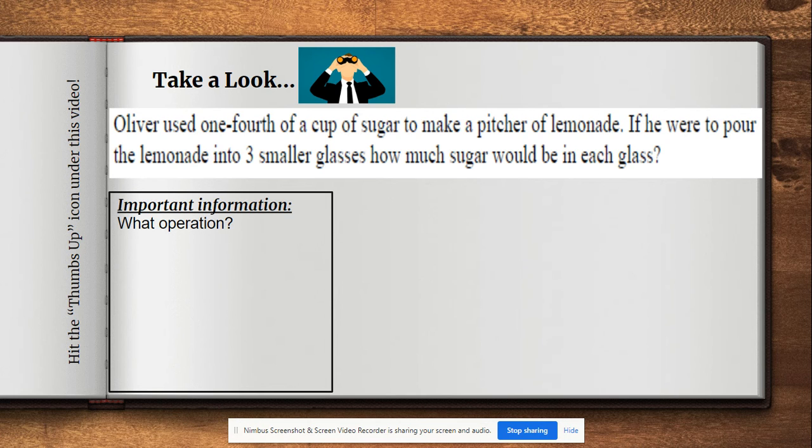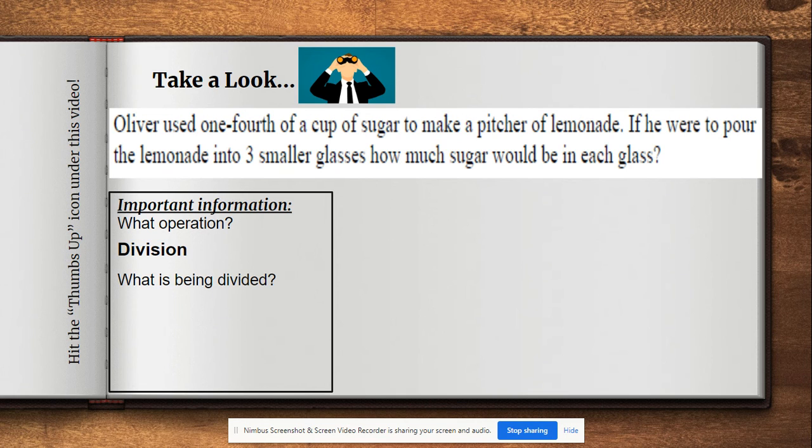So some important information. What operation is being used here? That's a good key concept to think about. He used 1/4 a cup of sugar. If he were to pour the lemonade into 3 smaller glasses, how much sugar would be in each glass? Basically, he has something and he's separating it, or almost like dividing it up. Well, that right there should tell you that it's division. He has something and he's trying to make it into 3 smaller glasses, and then it asks how much each glass would hold. So division is what we need to do.